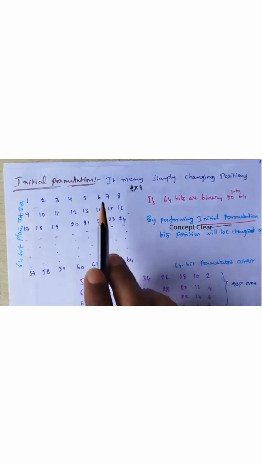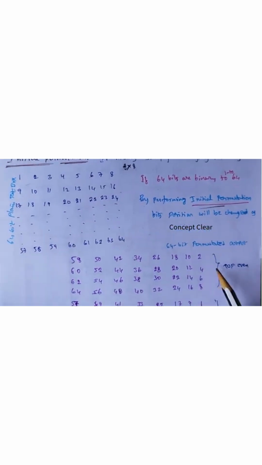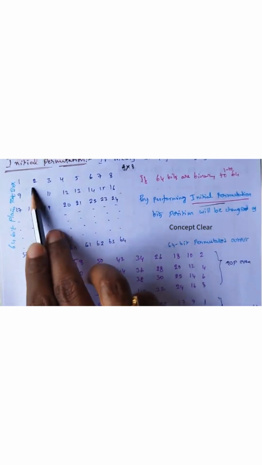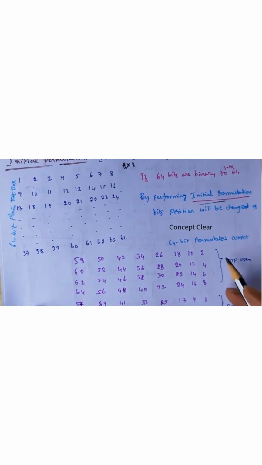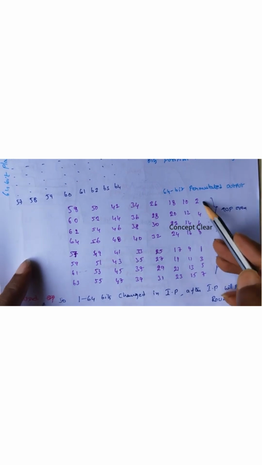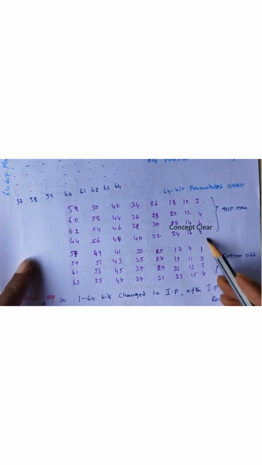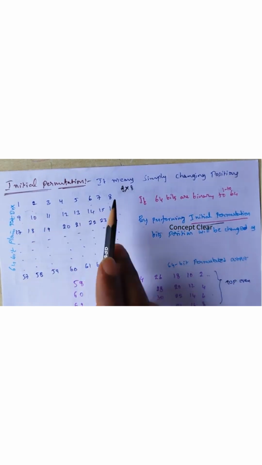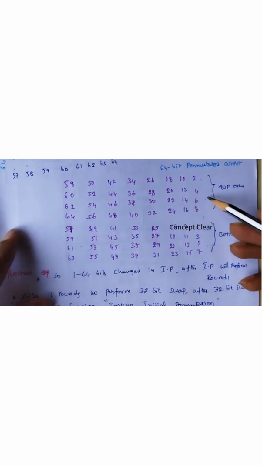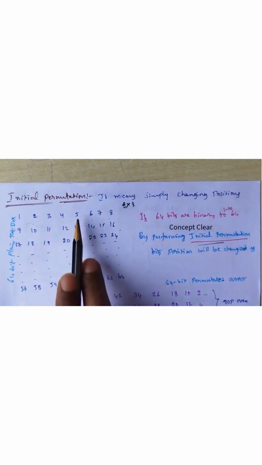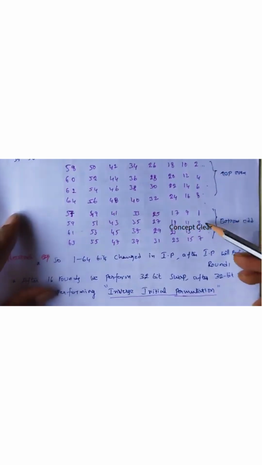The first row data I have to write at the right side. In that also, at the top we write the even numbers, from top to bottom: first the even numbers, then the odd numbers. In this first line, the even numbers are 2, 4, 6, 8, so I write 2, 4, 6, 8. And the odd numbers are 1, 3, 5, 7, which I write at the bottom side.